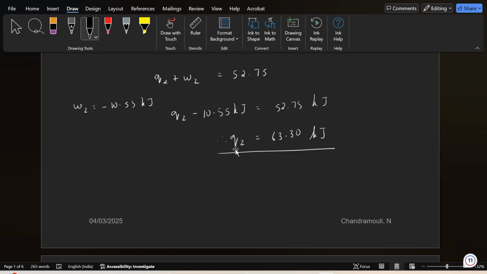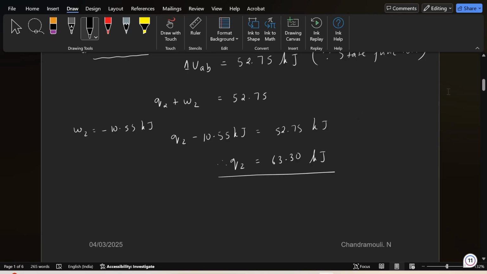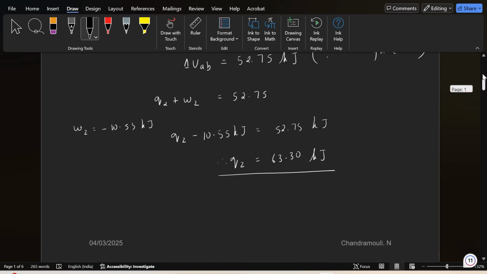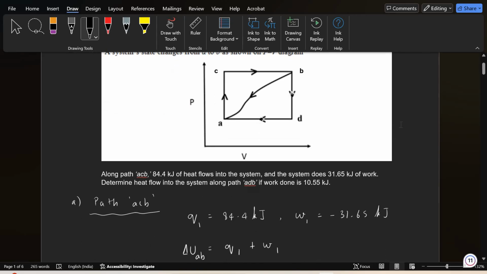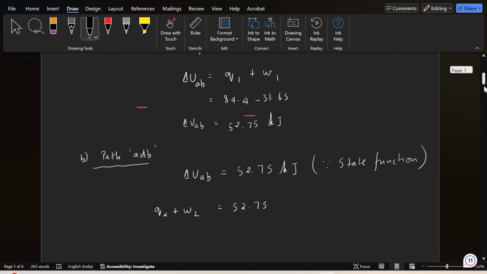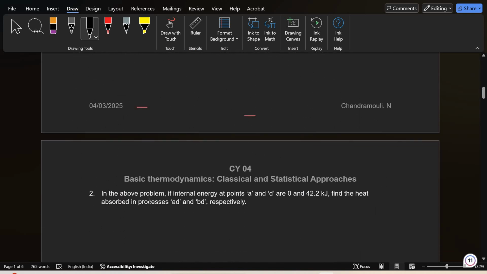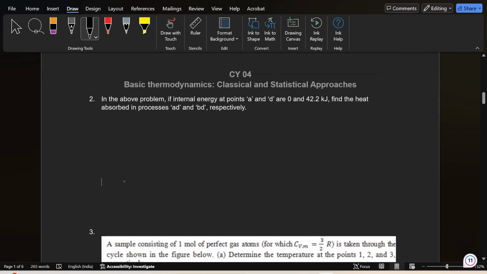Okay. So it's quite simple. The main concept over here is internal energy is a state function. So whichever path it goes, the change in internal energy between A and B is going to be the same. So for one path they have already given the work done and the heat, and for the other path they have given the work done. So you just need to calculate the heat. It's quite straightforward.